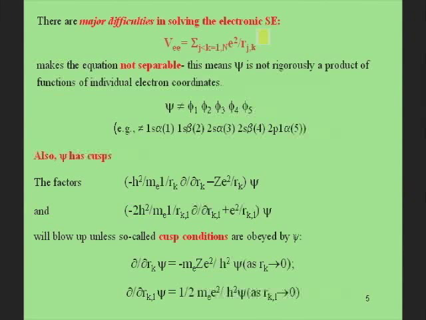So she can't apply separation of variables theory. So what does she do? Well, she says, maybe I could cross my fingers and ignore that for a little while, and maybe pretend that down the pike we could approximate this VEE by some other potential that is pairwise additive.